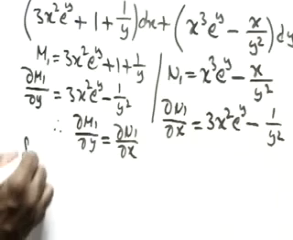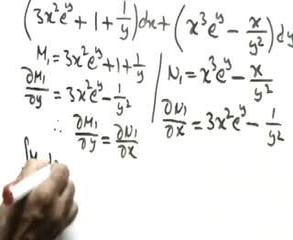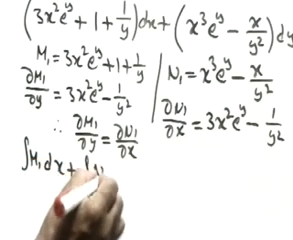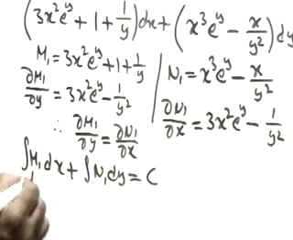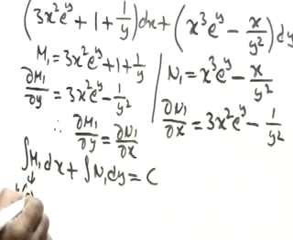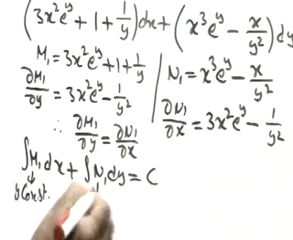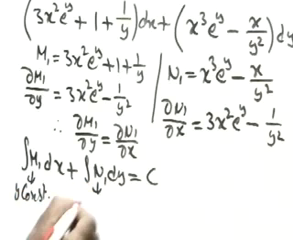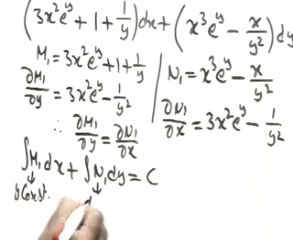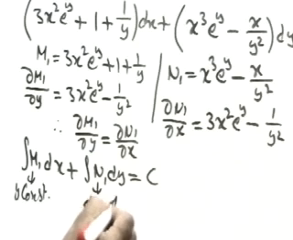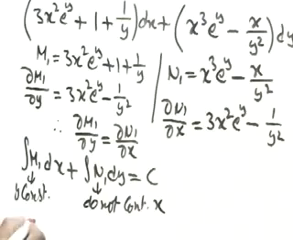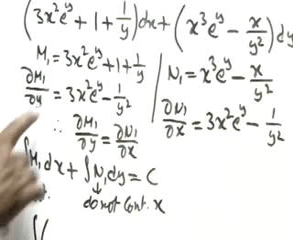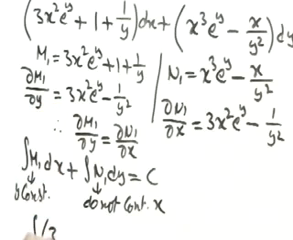Now we are having the formula for this. What is the formula? Integration of m1 dx plus integration of n1 dy equals c. Here we take y constant, and here we take the terms which do not contain x.